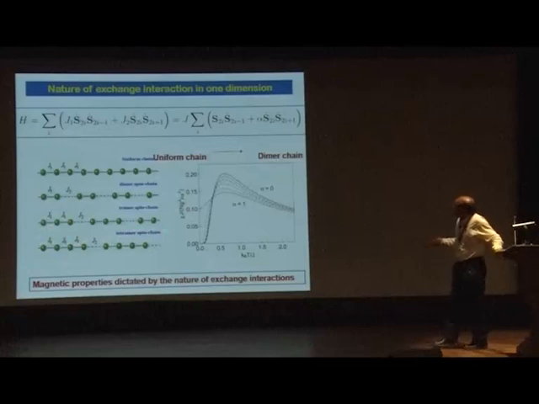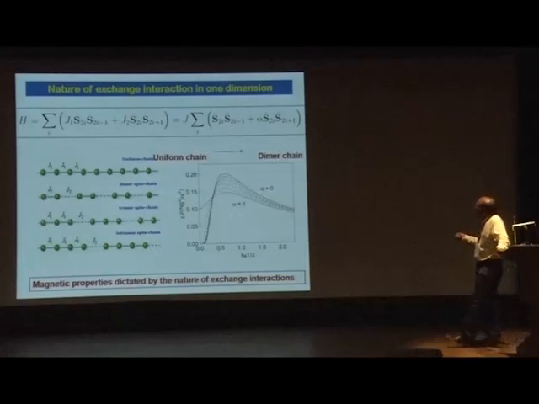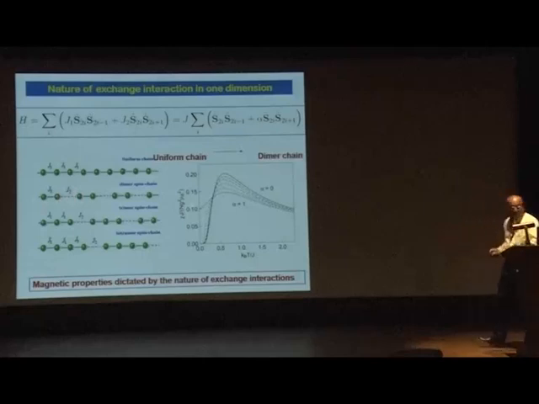So for example, when you go to a dimer system from the uniform chain, alpha is nothing but the ratio J2 by J1. Depending on that ratio, as alpha changes from 0 to 1, you see the magnetic susceptibility as a function of temperature, and you do see the magnetic response vary. So that means it matters what the ratio of J2 with respect to J1 is. That dictates the magnetic properties.